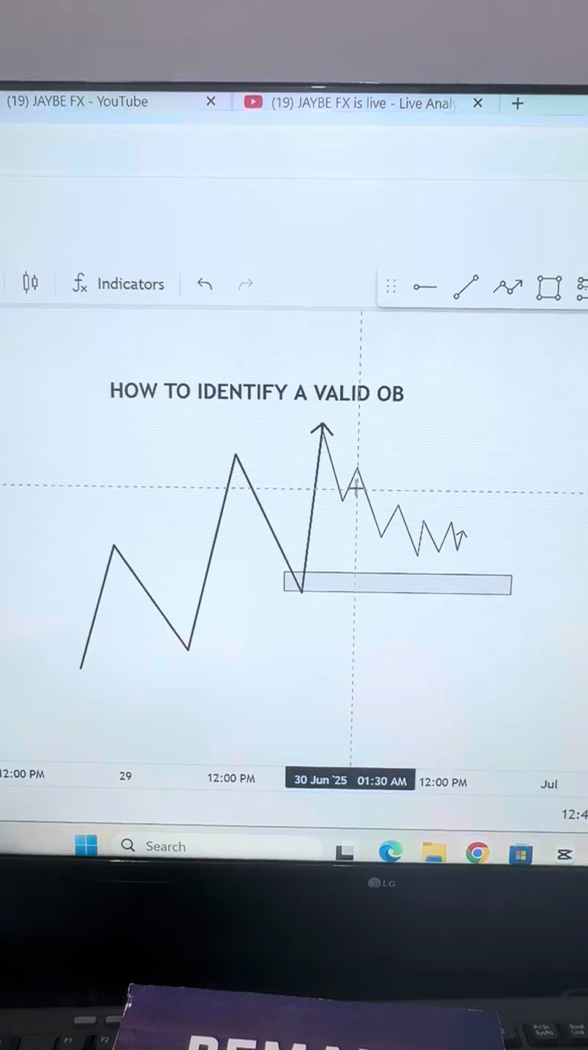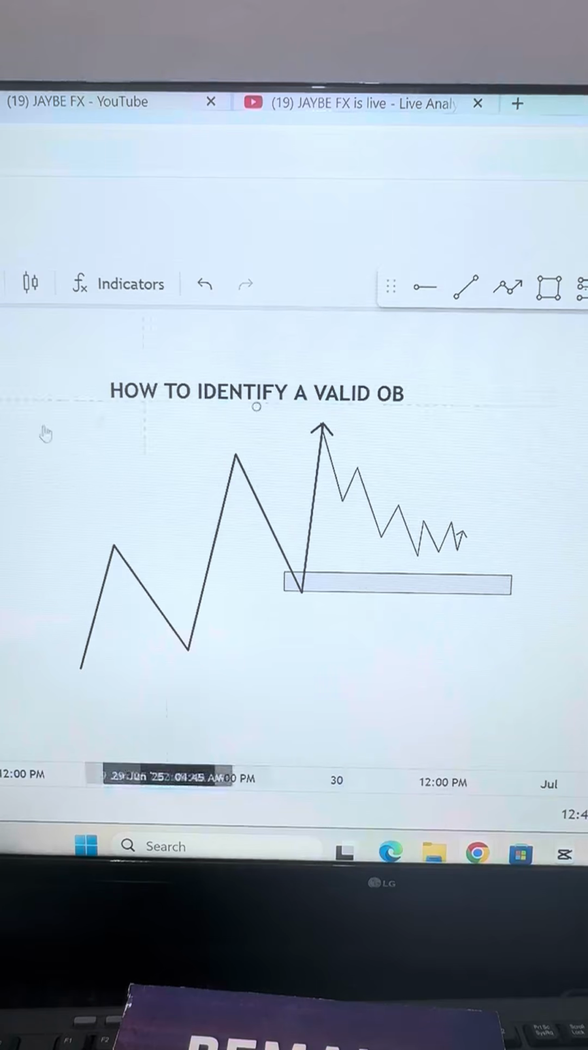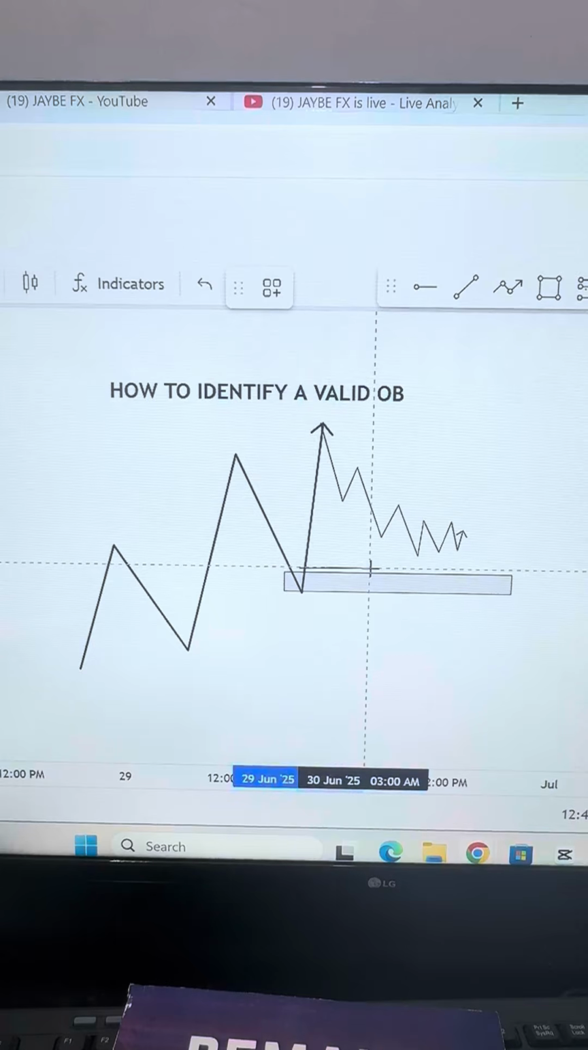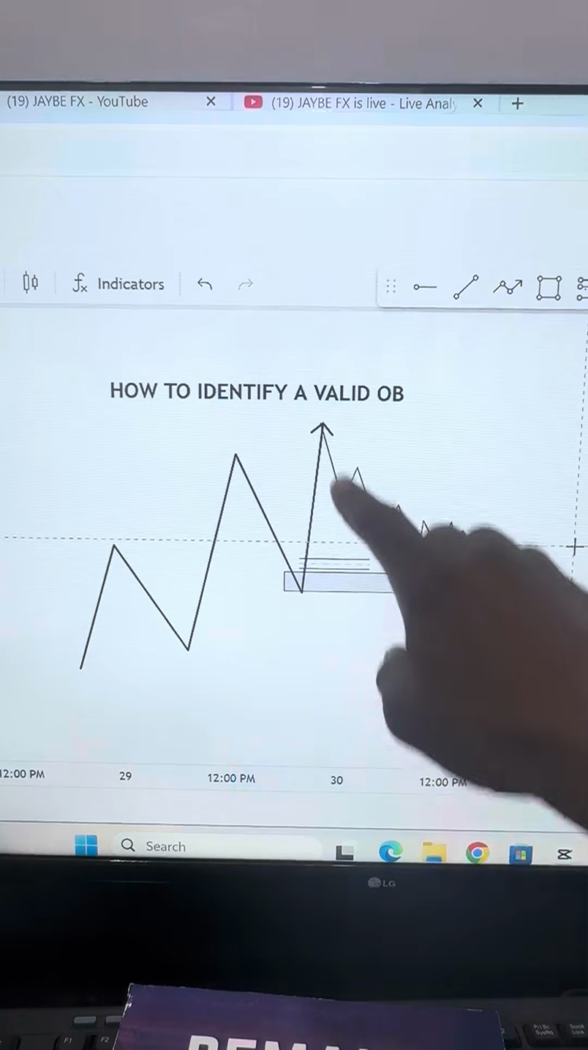All right, let's continue. And again, there is another thing you need. You need a fair value gap. Now, if you look very closely, the fair value gap you need is going to be the one closer to your zone. Because why? It will add more pressure to your order block when the market taps on it.